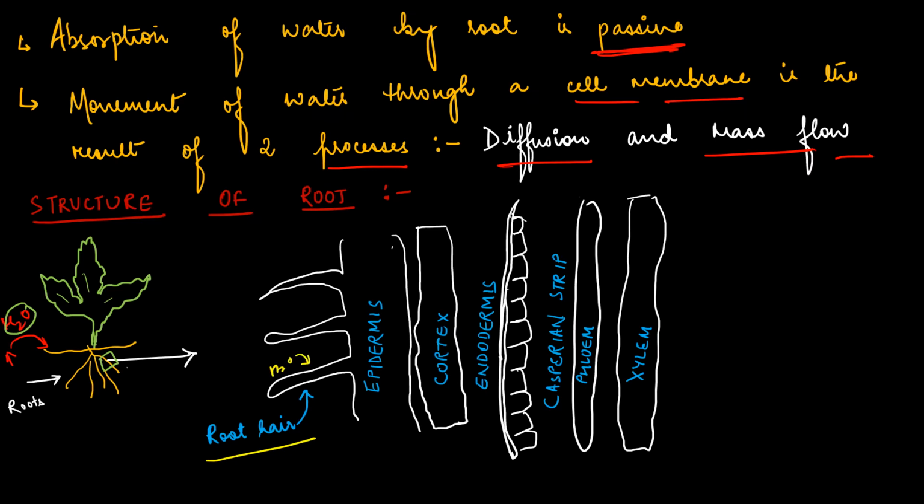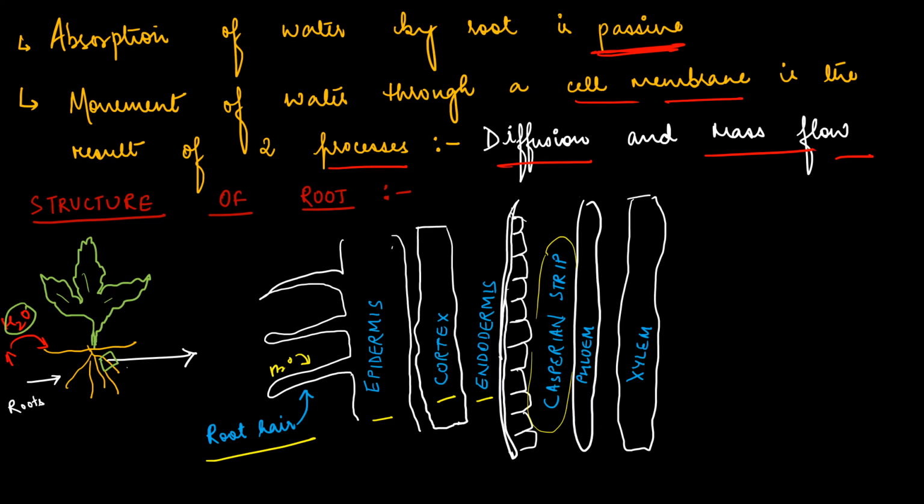Clear? Now, from the root here, the very next layer is your epidermis, right? Then cortex, then endodermis. In the endodermis, there are specialized cells. These cells are known as Casparian strips. Clear? Then present are your phloem and xylem. Clear?